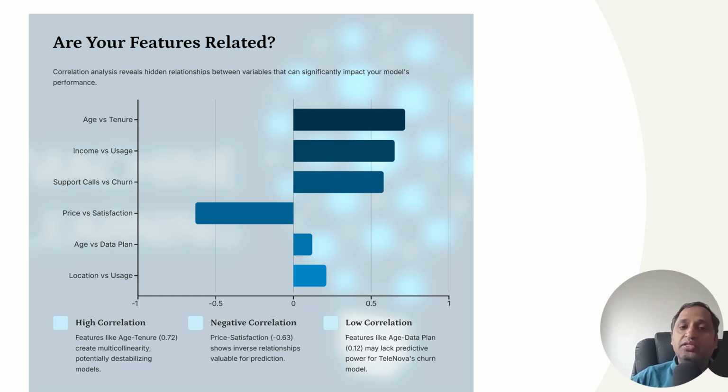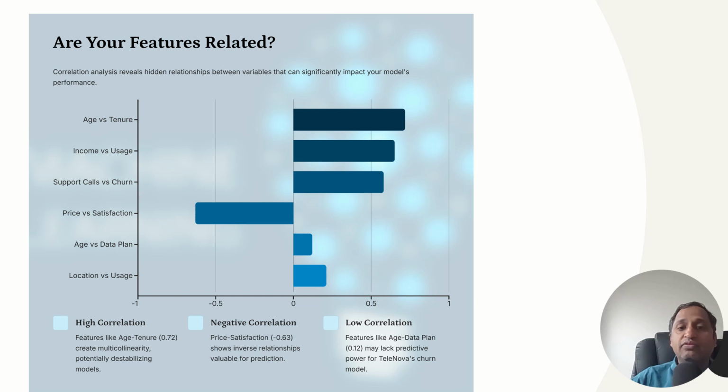Another important pattern is negative correlation, like price and satisfaction, which is negative 0.63 here in this example. This tells us that as the price goes up, satisfaction drops, which is intuitive and useful for prediction. Negative correlations like this often surface valuable inverse patterns. On the other hand, we have features with low correlation, like age versus data plan, just 0.12. This likely has little predictive power and might be a candidate for removal or transformation. Including weakly related features can add noise and reduce the model's ability to generalize.